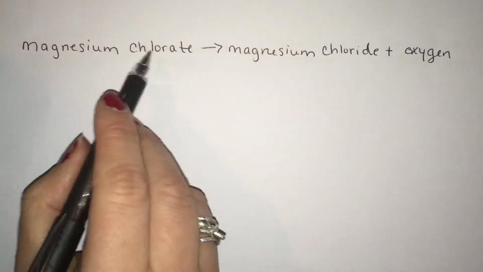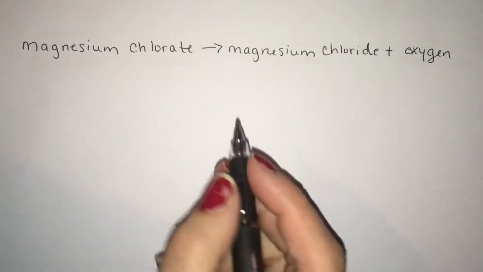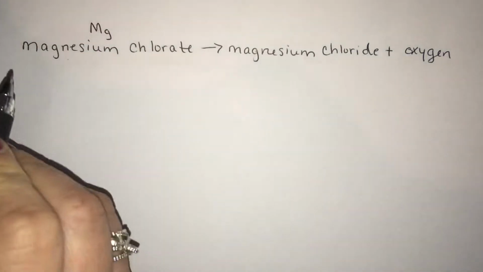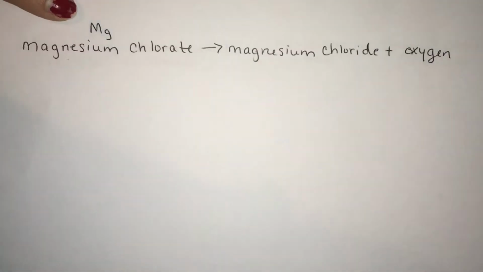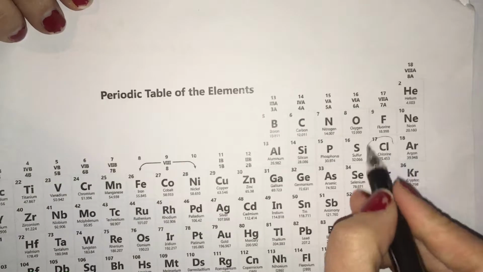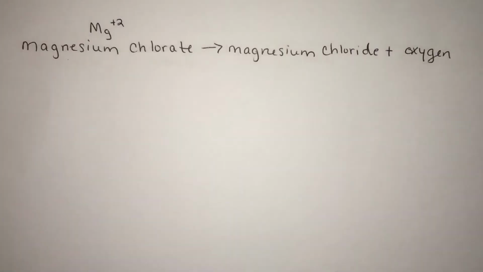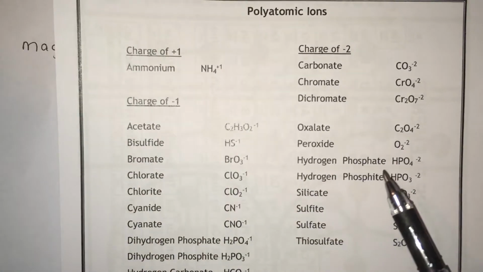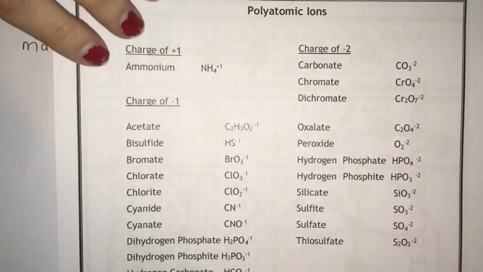We're first going to look at this magnesium chlorate. It's obviously not an element, it's a compound, and since magnesium is a metal, it's an ionic compound. I like to write the charges up here. Magnesium, on the periodic table, has a +2 charge, this whole group does. So Mg +2, and then chlorate. You might be tempted to grab this right here as chlorate, but this is actually chloride. Chlorate is on our polyatomic ions chart. Right here is chlorate, so it's ClO3 with a -1 charge.